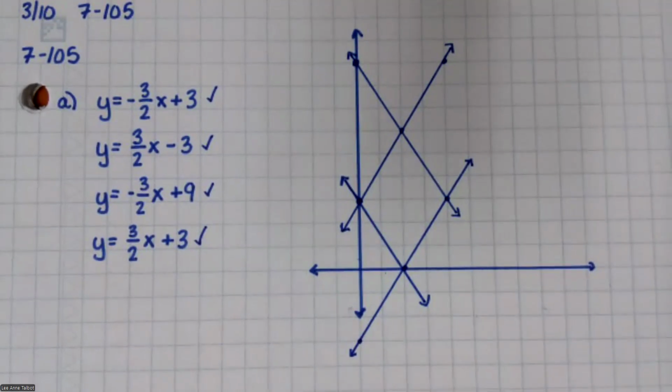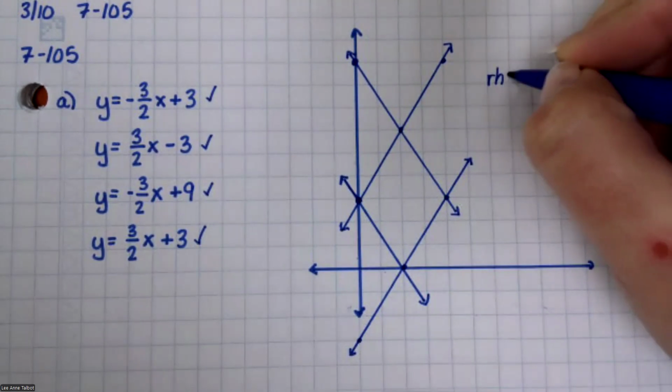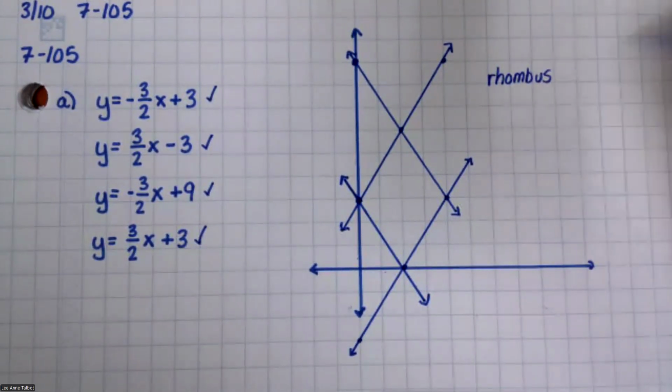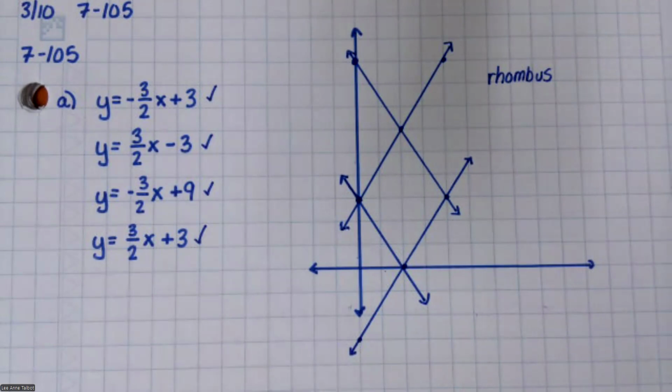Alrighty, what shape is this? There is no such shape as a diamond. It's called a rhombus. I got on the rhombus. Okay, now this is a rhombus. We need to prove that it's a rhombus.